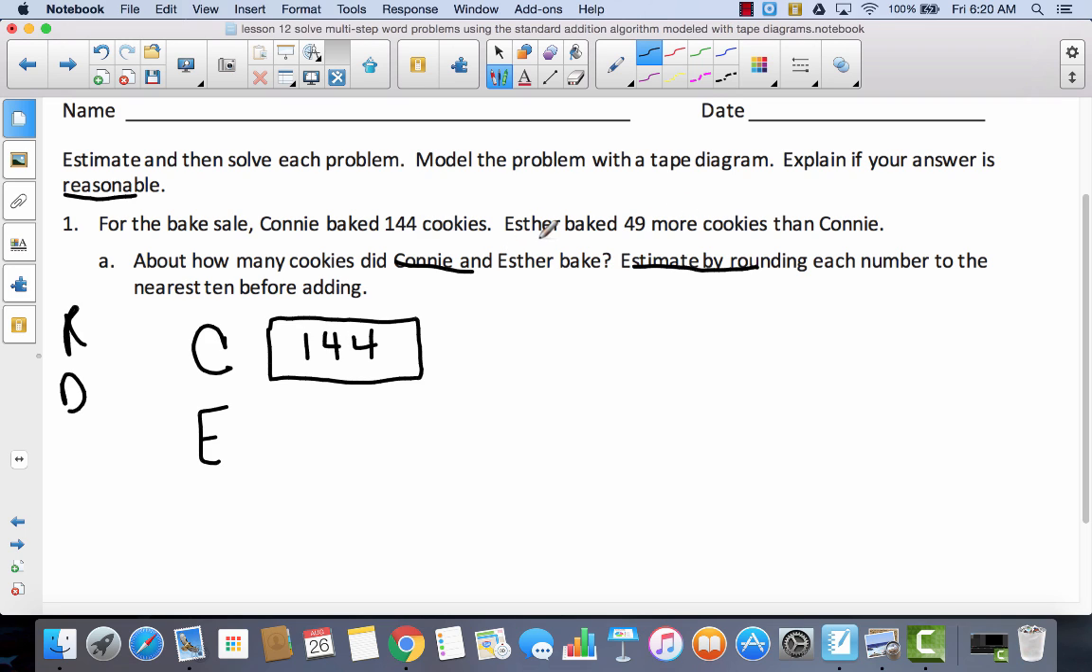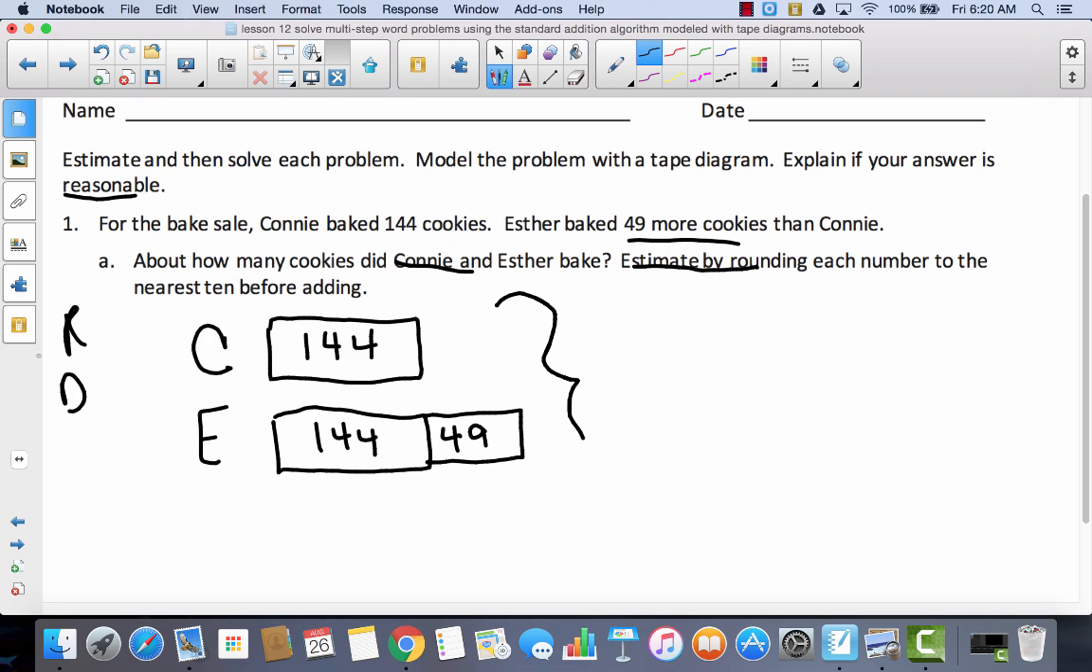It says here that Esther baked more cookies than Connie. So that means that Esther baked 144 cookies just like Connie, but in addition to these 144 cookies, she baked 49 more. Okay, now I have to go back to see what the question is asking. Sometimes the question will say, how many cookies did Esther bake? Sometimes it wants to know how many cookies they baked together. Well, in this case, it says, about how many cookies did Connie and Esther bake? So they want to know how much they baked all together. So this is the basis of my problem.